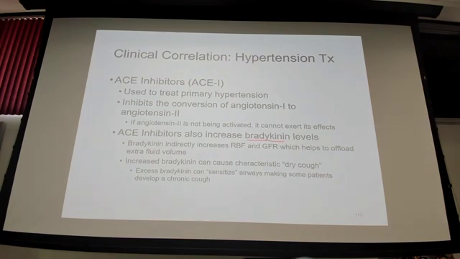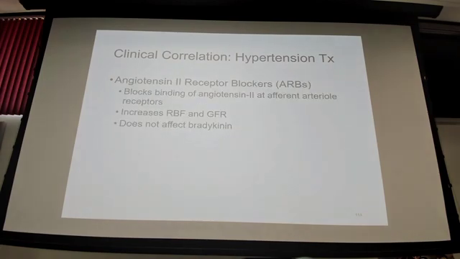Because of this increase in circulating bradykinin, we switch them to an angiotensin 2 receptor blocker. So instead of stopping the production of angiotensin 2, we block the receptors so it can't do what it's supposed to do. Then these patients don't have that chronic cough because that doesn't increase their bradykinin level. Okay? That's just how the two things work.